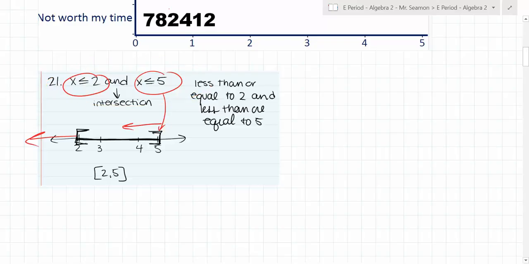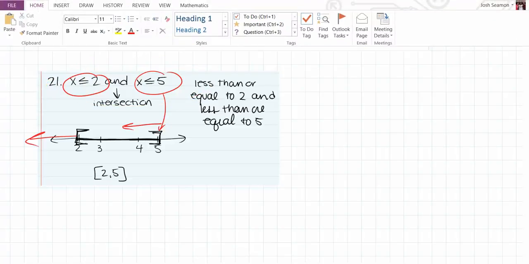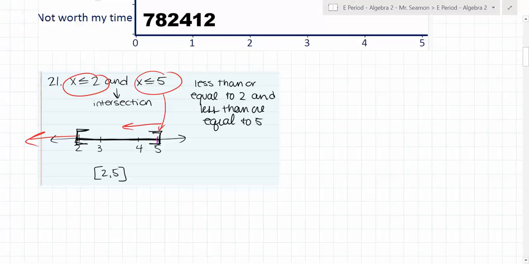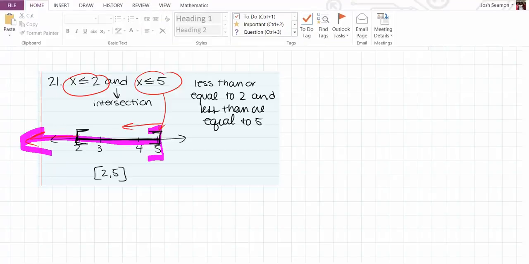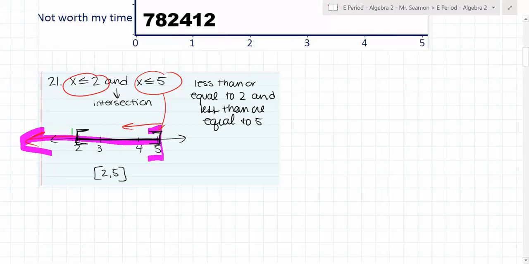Like, where do these intersect? You have one shaded region from 5 that goes like this, and then you have a second shaded region that starts at 2 and goes to the left. Where do they intersect? I just left it at 5. Well, the problem is, does the green go to 5? No. The "and" means both have to be true.